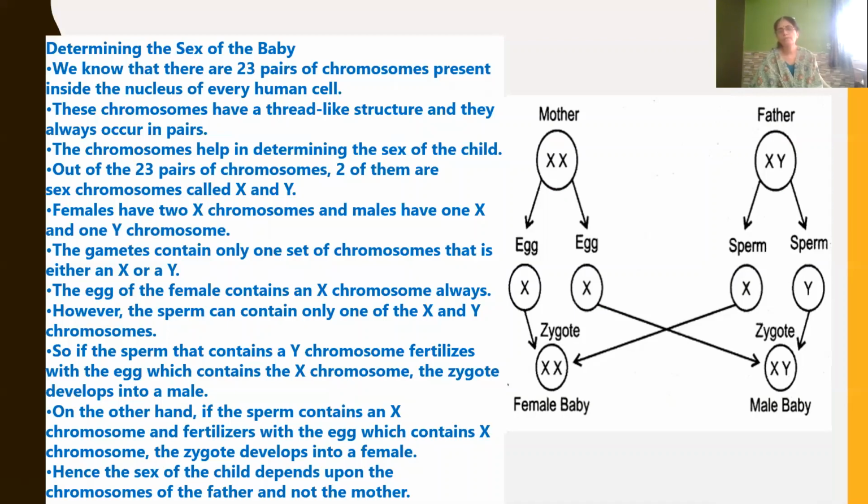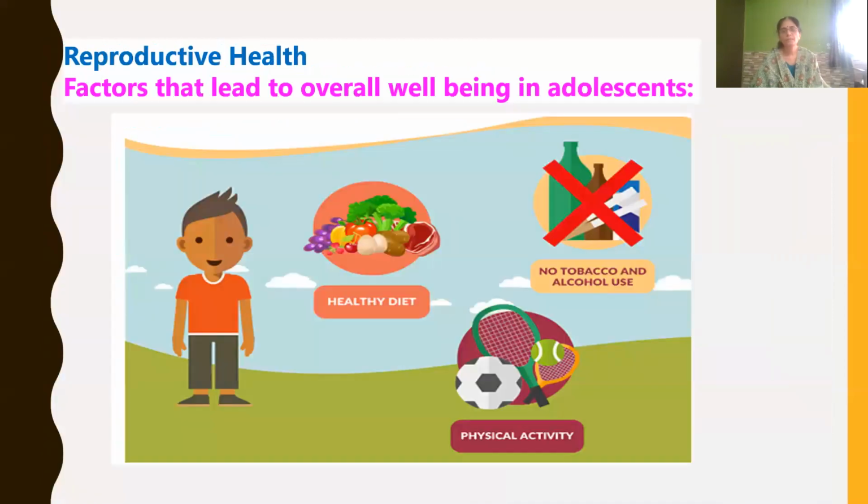Hence, the sex of the child depends on the chromosome of the father, not the mother. Because mothers always have X chromosome only, but fathers have either X or Y. So the sex of the child depends upon the chromosome of the father and not the mother.